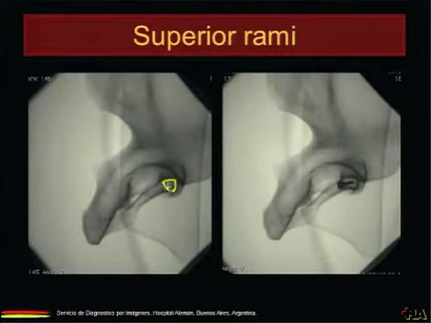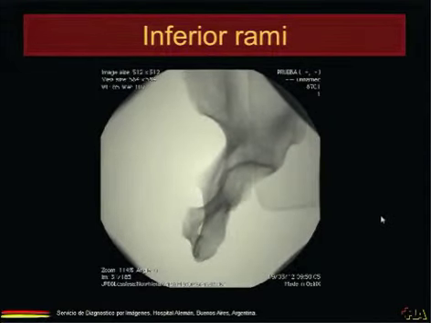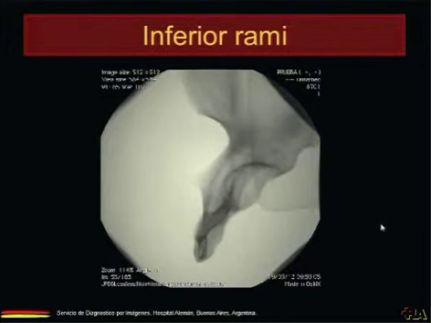So here we have the eye that we target for the superior with our needle. And in the case of the inferior, we go to the same place, lateral, I mean oblique, I'm sorry.